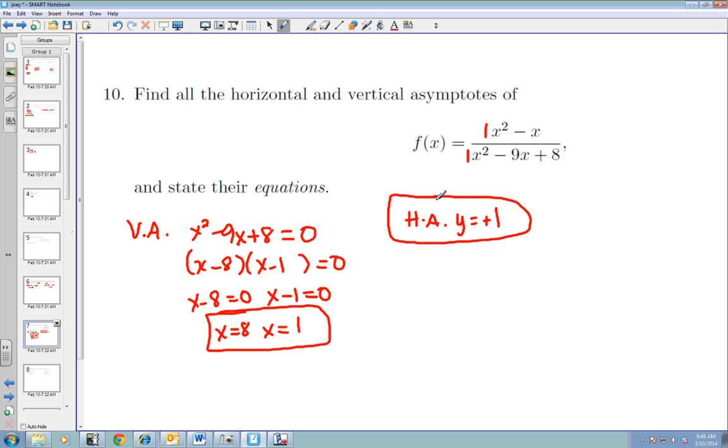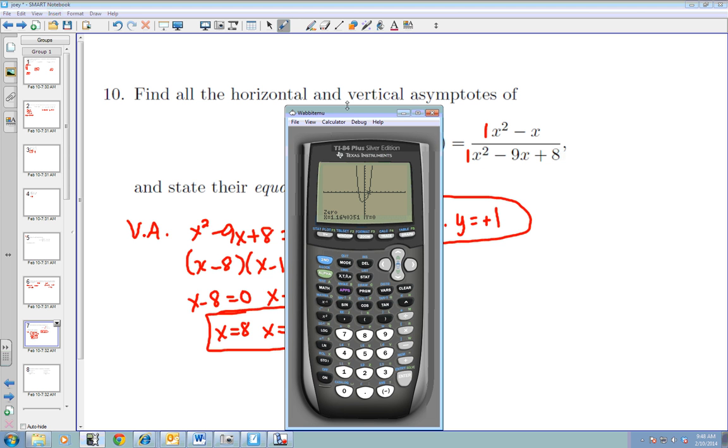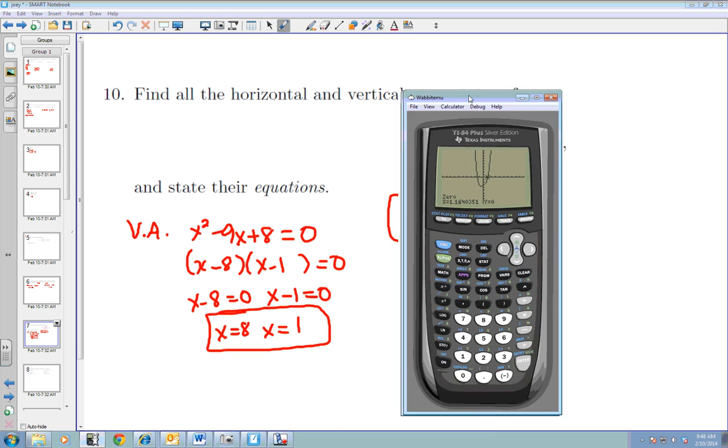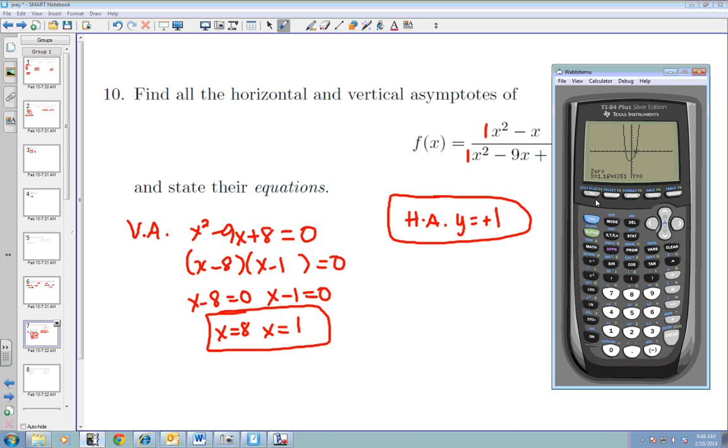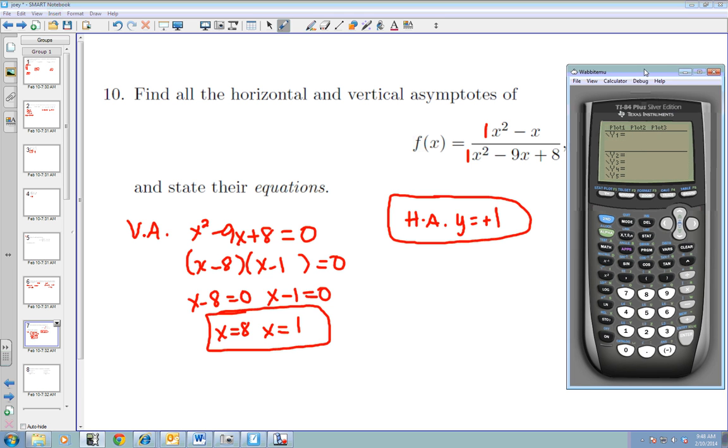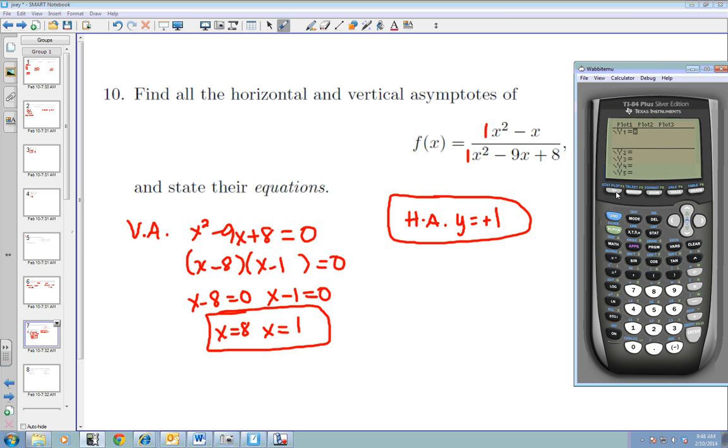And we could always check our answer by graphing it and seeing on my graph where the horizontal and vertical asymptotes actually are. So just to show you that it works, I'm going to graph that. I have x squared minus x on top, x squared minus 9x plus 8 on bottom. I'm going to graph that in my standard viewing window.